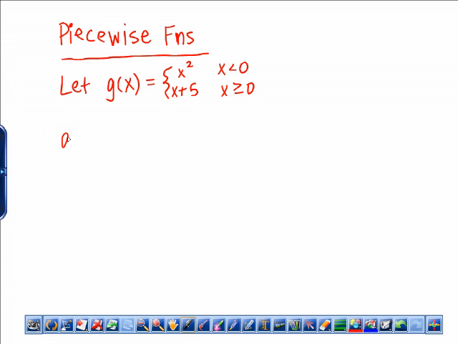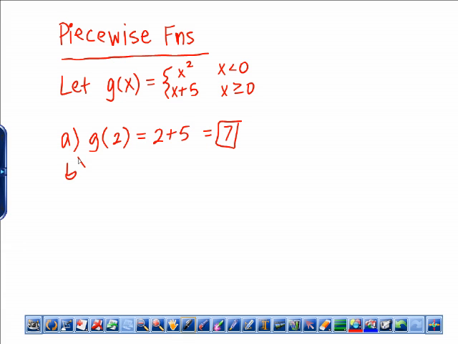Okay, and there's a couple different things I could ask you from here, but they'll be similar using function notation. So let's use g of 2 first. You don't want to plug it into both. You want to look up here and decide which one does this fit into. This x value of 2 is greater than or equal to 0, so you want to use the second equation. So 2 plus 5, and that's going to be equal to 7.